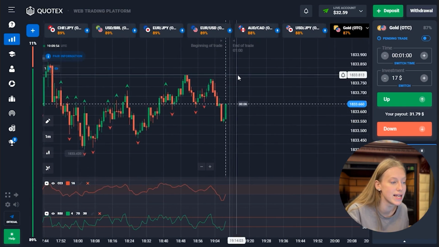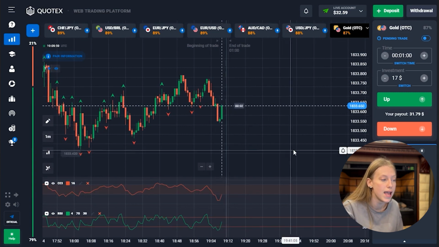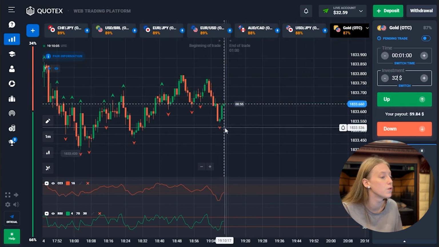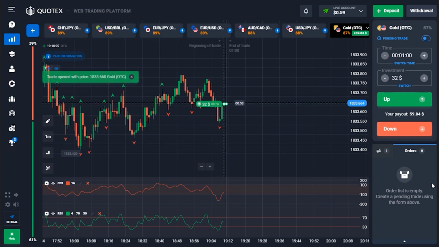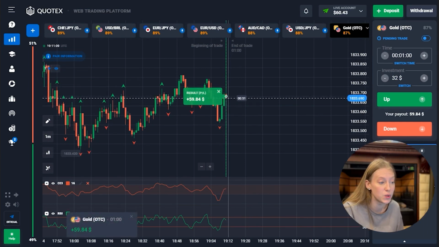Here we see that the RSI and CCI indicators are pointing up, and I think a fractal should appear soon, and then we will get a really good entry point for the 1-minute strategy. The fractal has appeared, all the rules of the 1-minute strategy for beginners have been followed. I open a trade for 1 minute. As you can see, it was a really good entry point and we made a profit again.